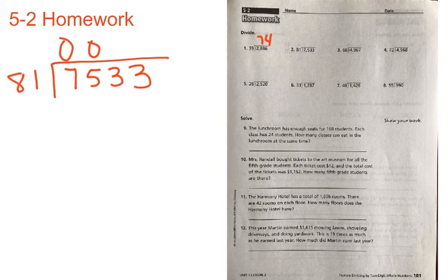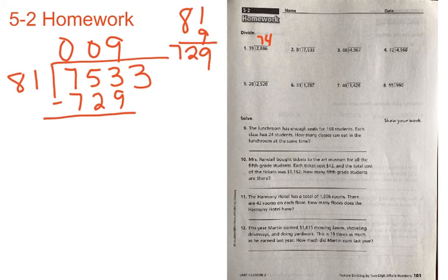81, if I multiplied that by 10, would be 810. So I'm going to start by looking at 81, multiplying it by 9. So let's try it out. 81 times 9. 9 times 1 is equal to 9, and 9 times 8 is equal to 72. So it's going to be 81 times 9, and it's 729. Now I just need to do my subtraction. My 3 becomes a 13, my 5 becomes a 4. 13 minus 9 is equal to 4, and 4 minus 2 is equal to 2. 7 minus 7 is equal to 0.